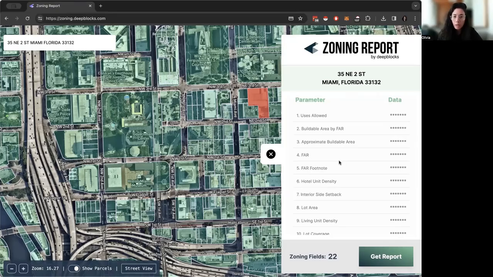The report is $28 at this time. So it's probably the most affordable way to get zoning information.